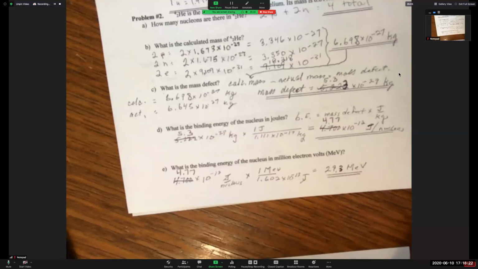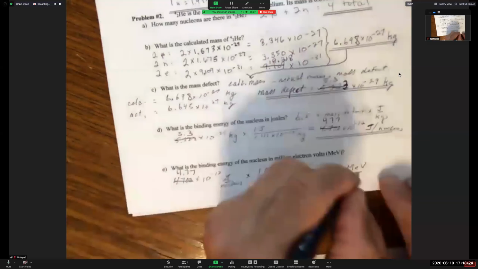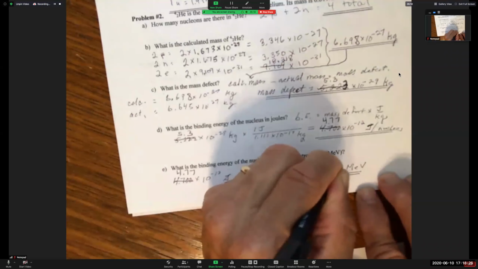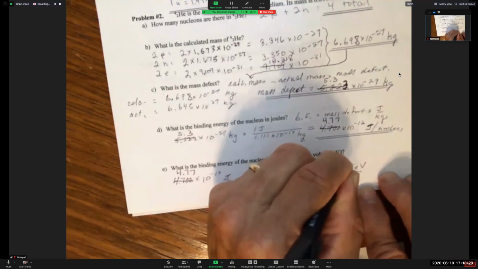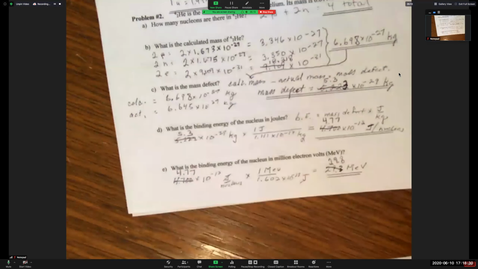So it did change a bit. So we ended up with 29.8 million electron volts for the binding energy in this helium nucleus.